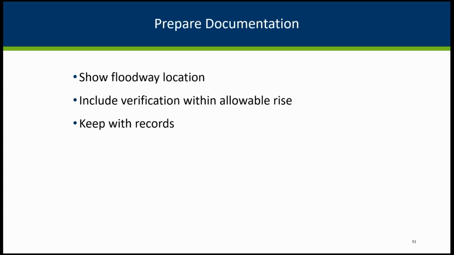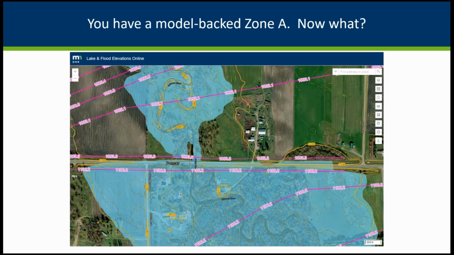And then for you, you'll need to keep all this information with your records locally, and we keep copies of things too. So the next slide is talking about, if you have a model back for a zone A, now what do you do? As we kind of talked about on the previous slides, there's definitely times where the contours may not match elevations, as the one slide Ceil is showing.